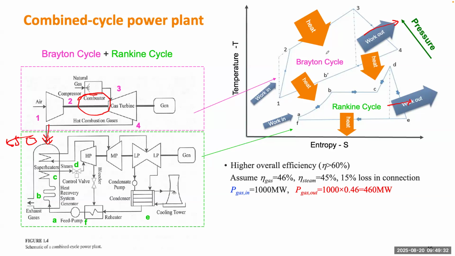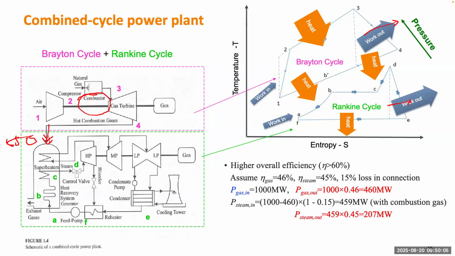Okay, so if it's just the gas turbine on its own, the remaining 540 megawatt will be the loss. But now we can utilize that one. Through the connection, you're going to lose 15%. The remaining 540 megawatt multiplied by 85% will give you 459 megawatt. So this power will be the heat going to the second cycle.